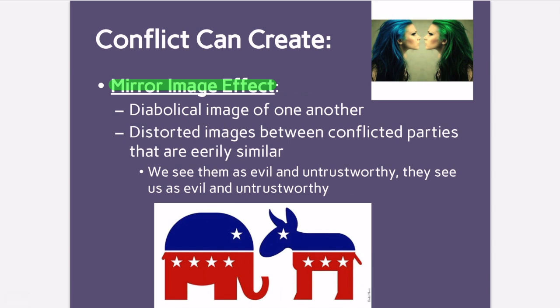Conflict can also create the mirror image effect. This is when one side views the other side as diabolical or evil. So distorted images between conflicted parties are eerily similar. An example of this would be political parties, right? We see the other group as evil and untrustworthy. They in turn see us as evil and untrustworthy. You'll have some people saying, oh, the radical liberals are doing this, that, the other. And then other people are saying, oh, they're all Nazis, blah, blah, blah.